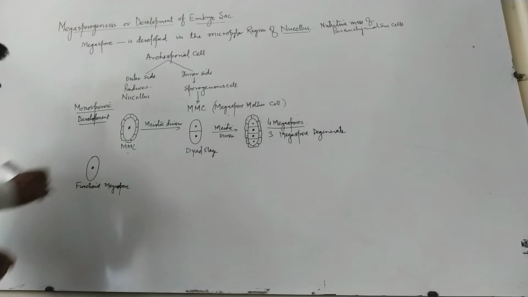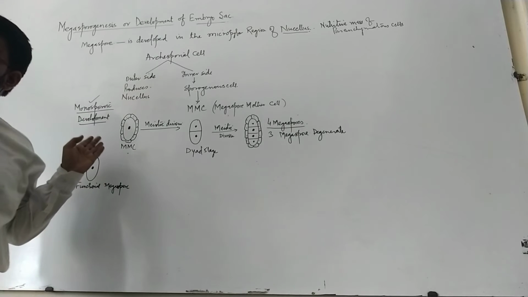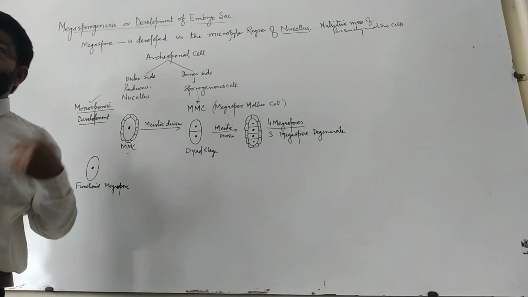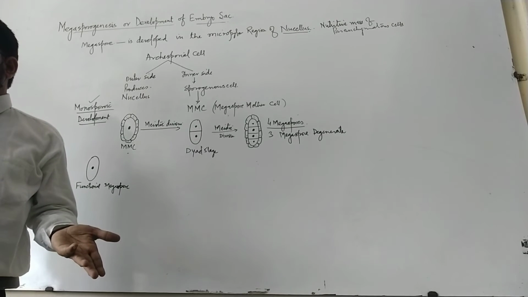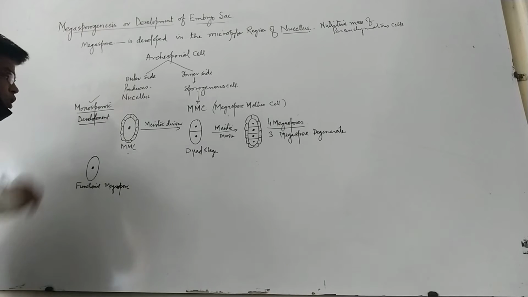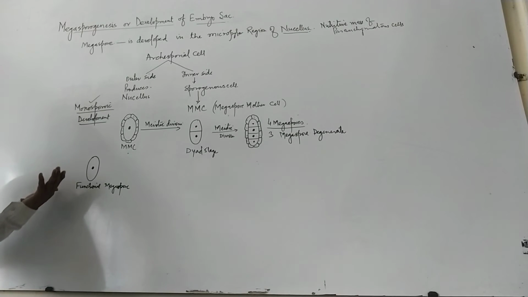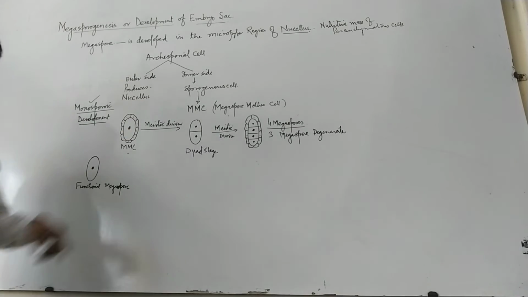So the development is monosporic. Can you justify that the development of embryo sac is monosporic? Yes, you can justify. How? Because it developed from a single megaspore. So that justifies it. Why are we calling it monosporic development? Because it developed from one single megaspore. So development of embryo sac is monosporic development.